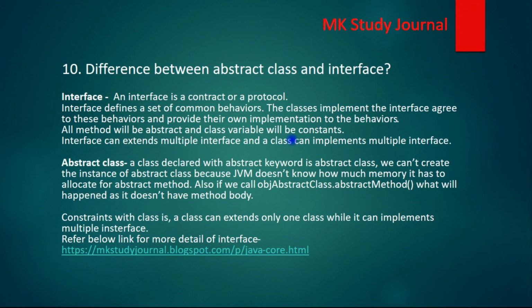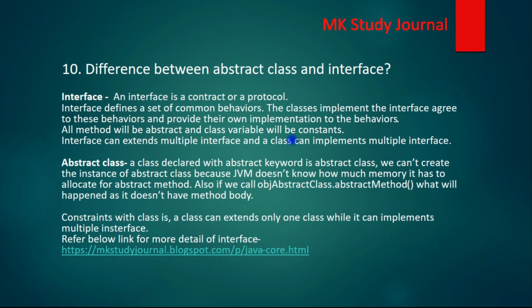When we create the instance of an abstract class, the JVM will not know how much memory to allocate for that abstract method, because that method doesn't have a body. So that's why the JVM doesn't allow us to create the instance of an abstract class.